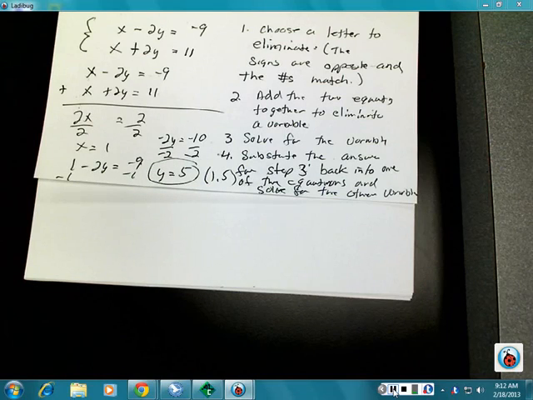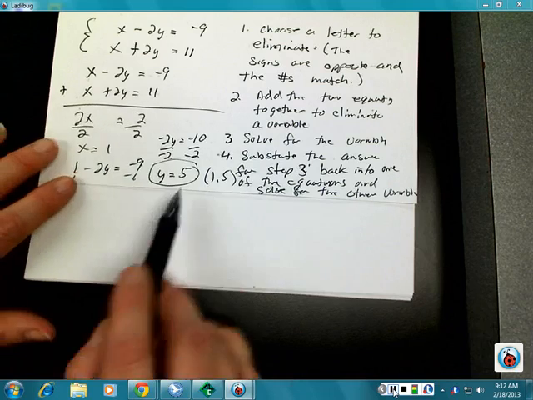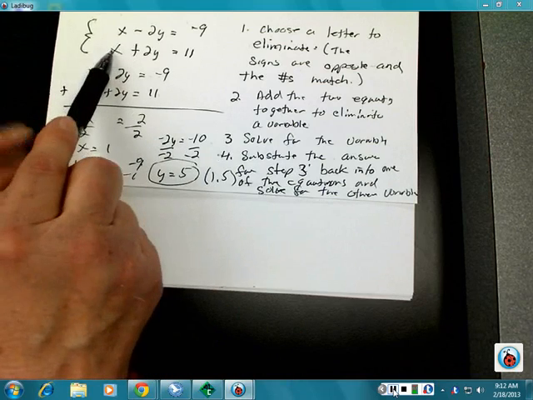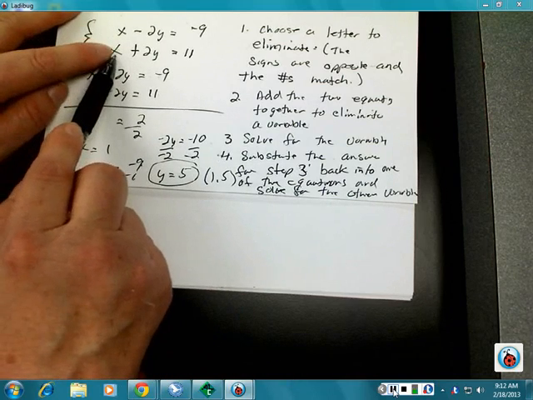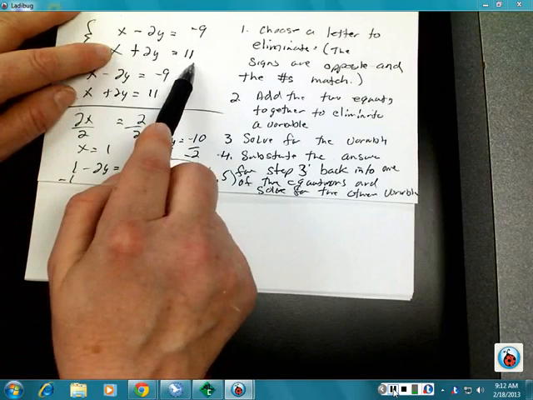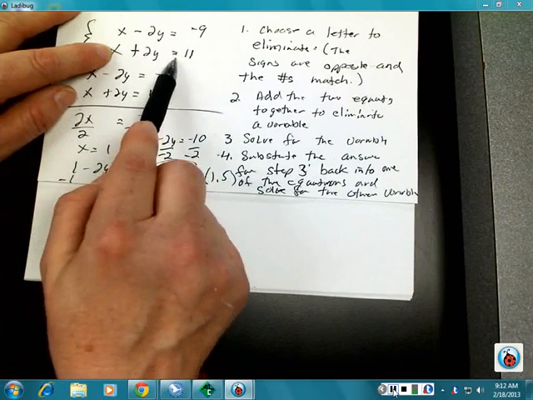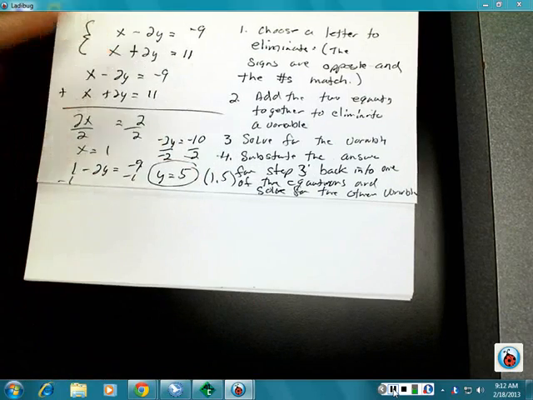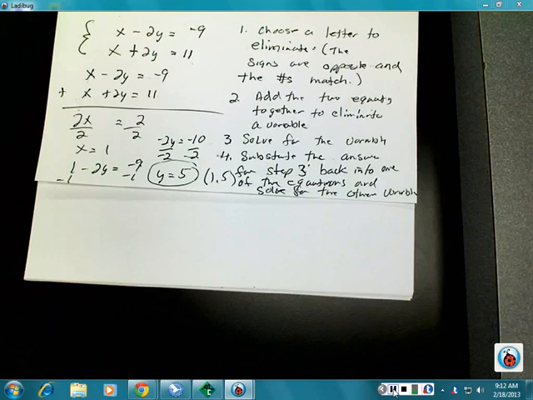So it doesn't matter which one you plug it back into to find y? No, not at all, because I could have put 1 back here. If I put 1 here, 1 plus 2y equals 11. Subtract 1 from each side, I get 2y equals 10. Divide by 2, I get 5. So no, it doesn't make a difference in which one you plug it in. So plug it into whatever one you want to.